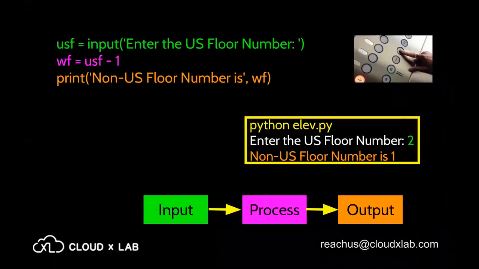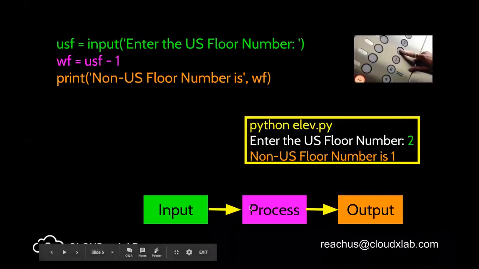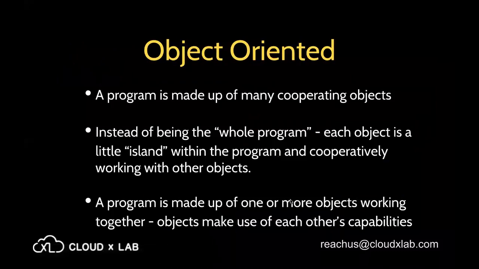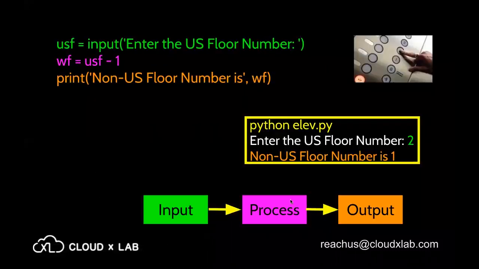Now, look at what we did earlier. The first program that we wrote, we took the input from the user, converted it, subtracted one from it and then printed it. Of course, here we also did a conversion from string to integer. So we took input, we processed, and we gave output. Typically a program takes input, does something, gives output. That's what a program is.